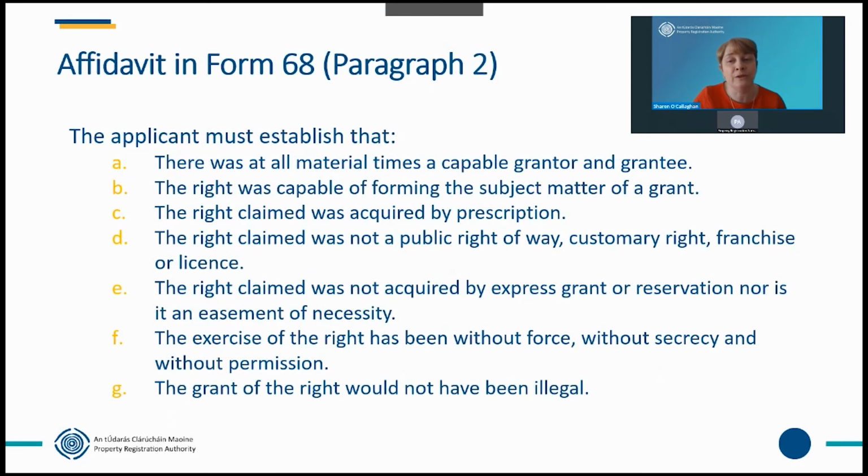In paragraph 2, this sets out details as to how and when the easement was acquired. So in this paragraph, we look for a good degree of detail. And just note that a bald statement of user for the requisite period will not be sufficient to ground a claim. And none of the averments that are listed here should be omitted from this paragraph.